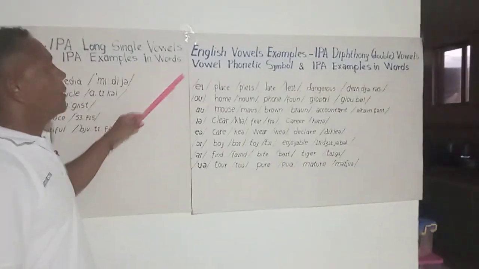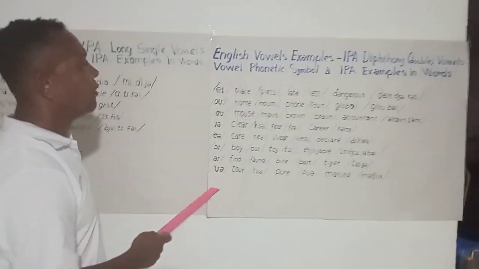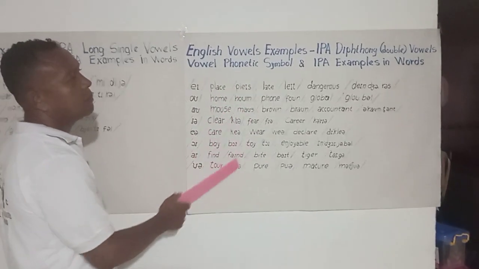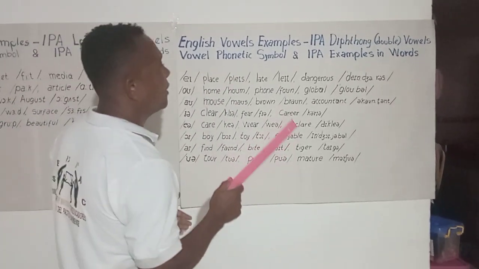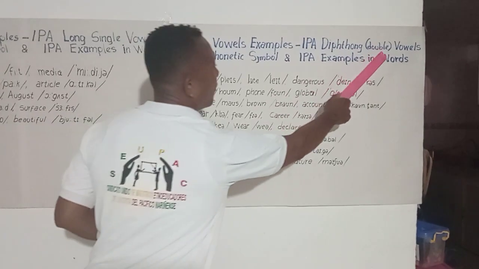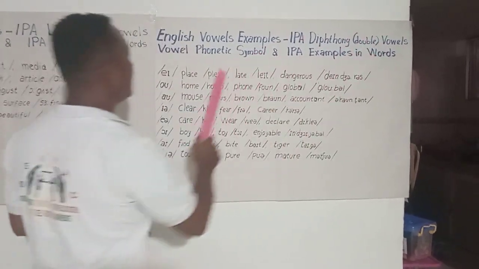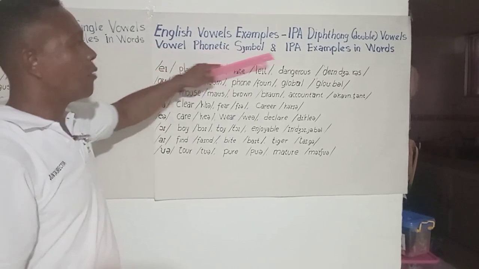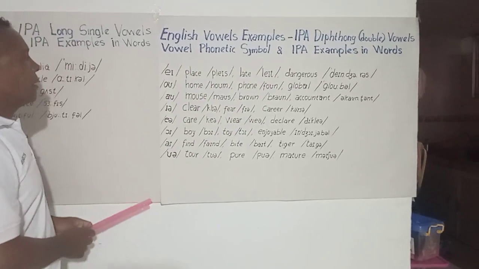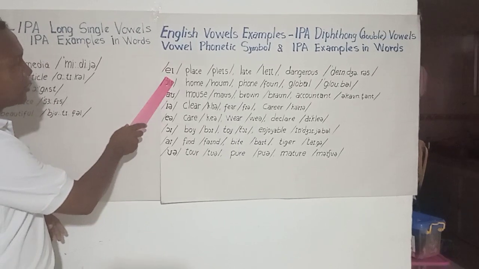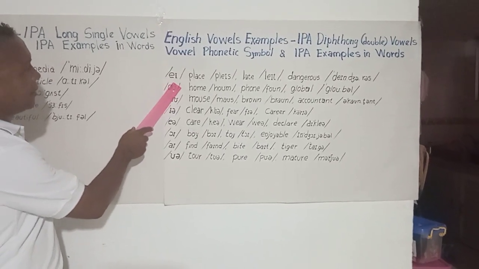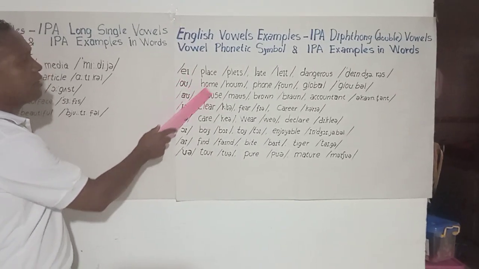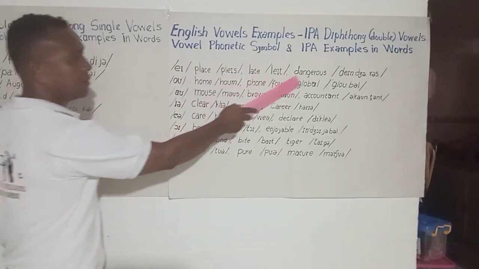Okay. Here I'm going to explain about the diphthong. The diphthong is a double vowel which is producing one sound and one symbol in one word. Okay, this diphthong sound is in place, late, dangerous.